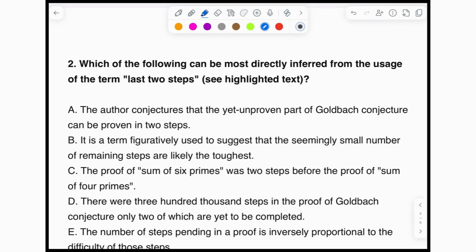Now, coming to the second question, which highlights the word infer. Before we go to the options, we should again know that our inference doesn't matter. It is purely the author's inference that matters. Now, coming to option number 1.